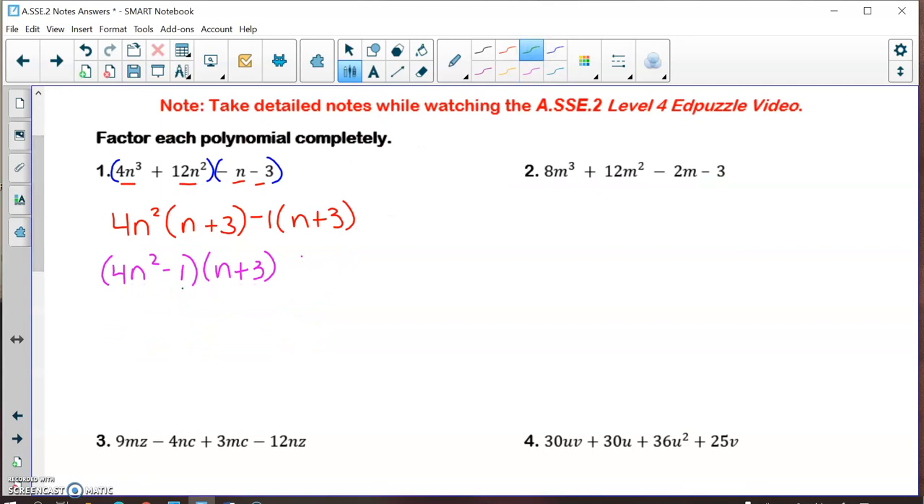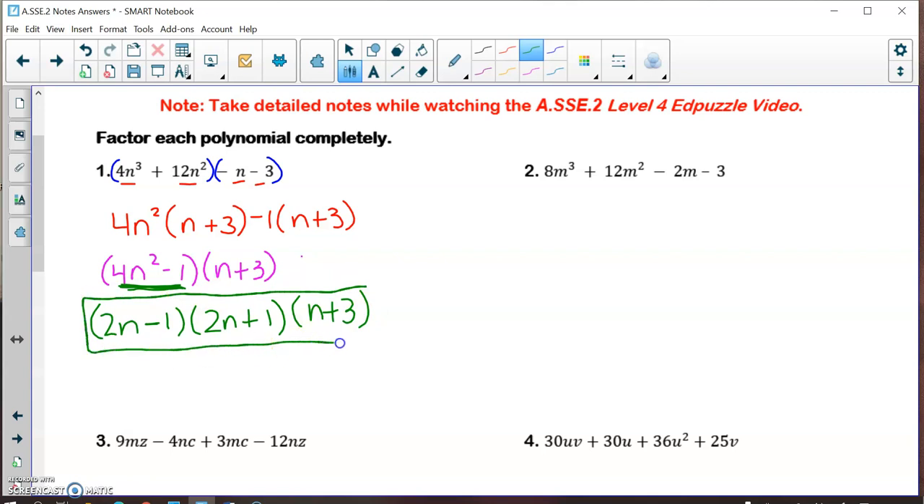Because if we look back at this binomial, it is actually a difference of 2 perfect squares, because 4n squared and 1 are both perfect squares. So we can factor this binomial further. I'm going to take the square root of my 4n squared and the square root of 1 and subtract those, times the square root of 4n squared plus the square root of 1. And then I can put the n plus 3 on the end, and now this is fully factored.